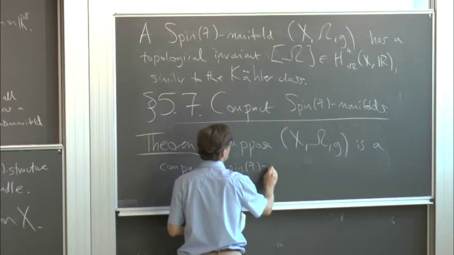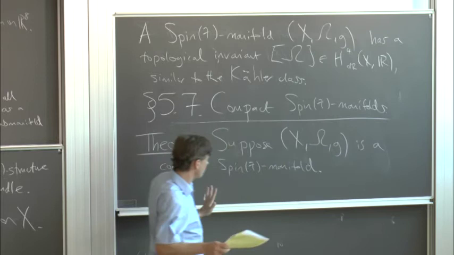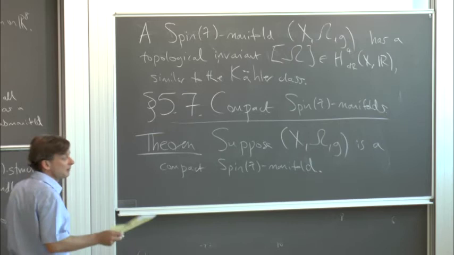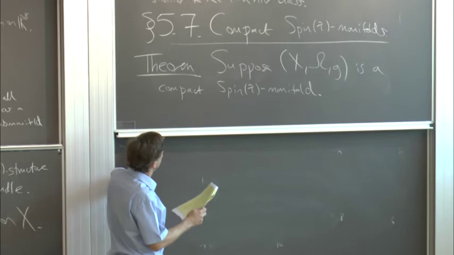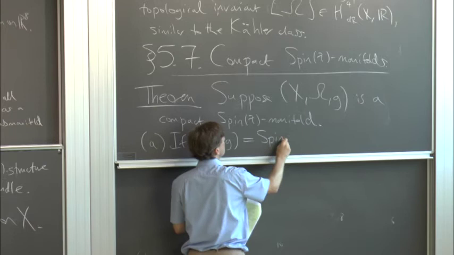This theorem is aiming to give us conditions under which the holonomy group of g is equal to Spin(7), rather than one of the quite a few other possibilities which we had in our diagram of holonomy groups a few minutes ago. So firstly, if the holonomy group of g is equal to Spin(7), then X is simply connected.